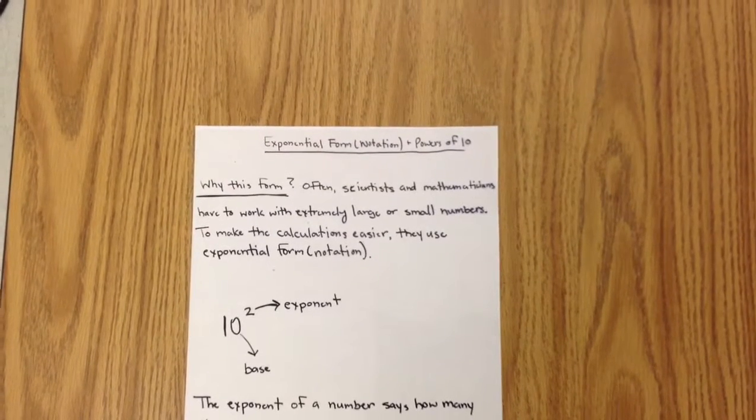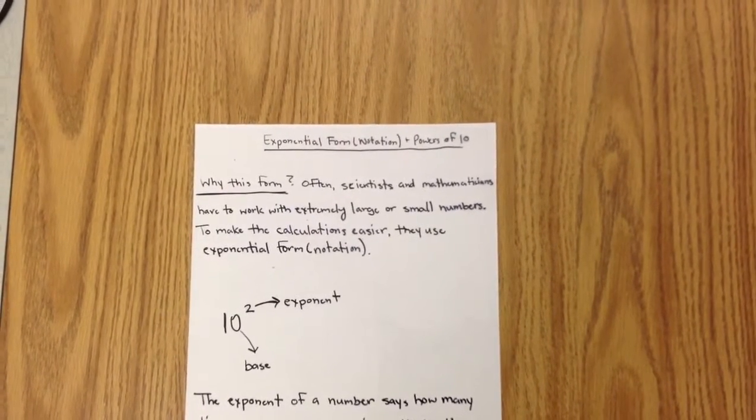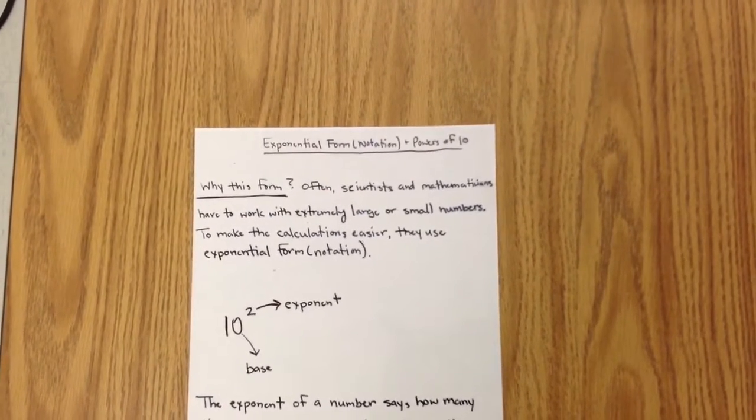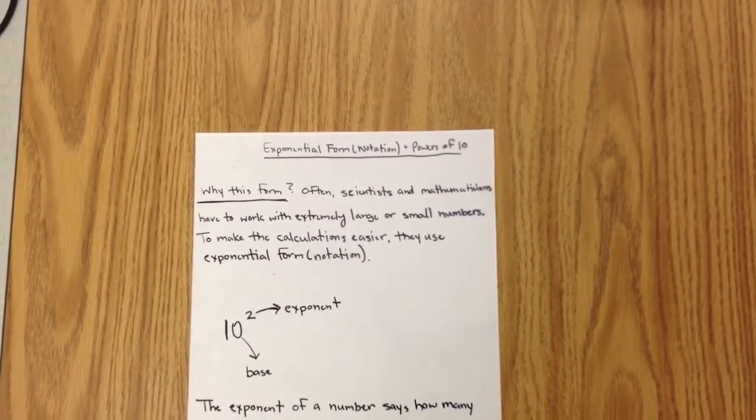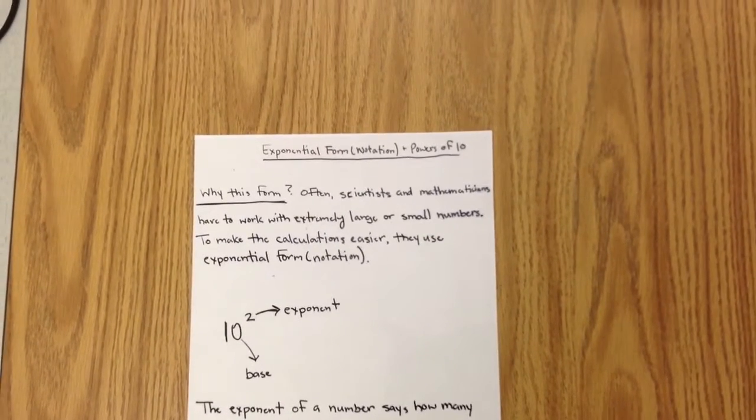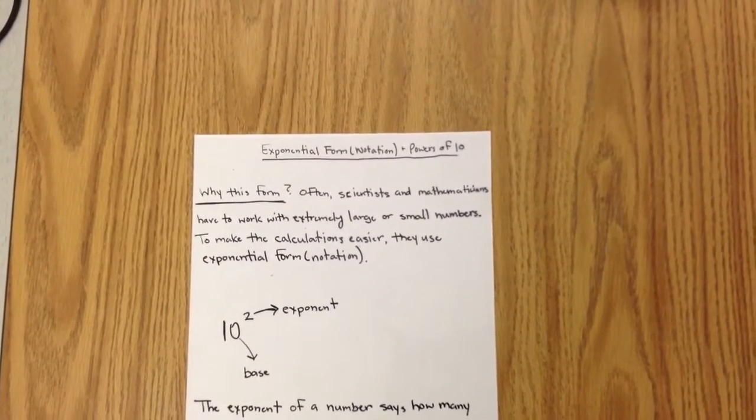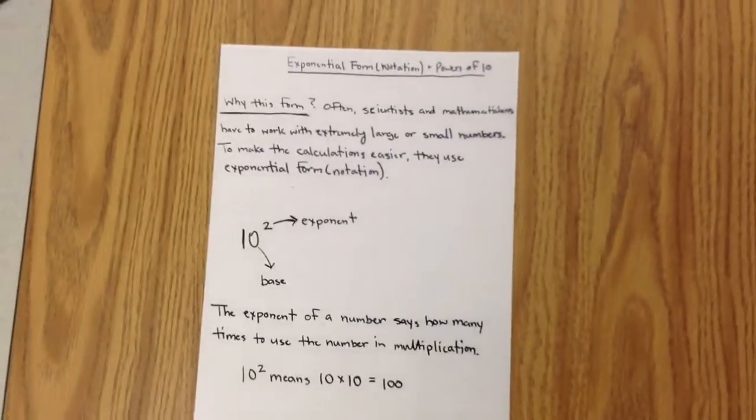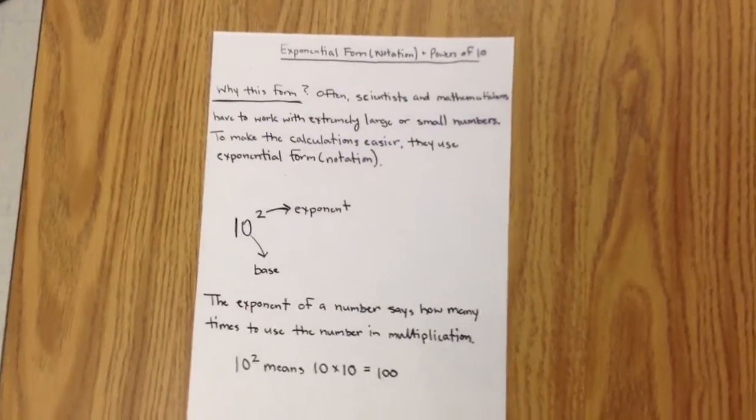The first thing we discussed was why this form. Because scientists and mathematicians have to work with extremely large or small numbers, to make the calculations easier to keep track of. Because these numbers can get really big or really small, they use exponential form or notation. And then we talked about the basics of the form.